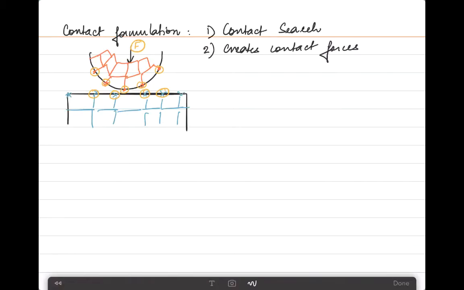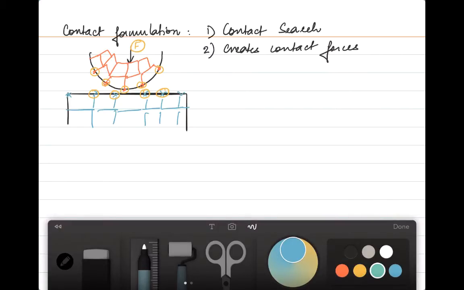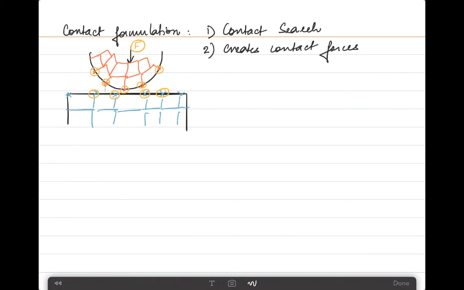However, there might be certain cases where the nodes are not close to another adjacent node of the other body. So if this is going to go down exactly in the same way, which is vertically, you would see that this node over here will not have an adjacent node close to it. Therefore, this node will most likely violate the contact conditions.